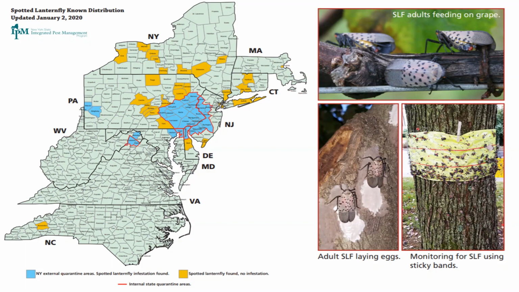And so alarms kind of started going off, especially last year. That's when a lot of us started doing early detection, putting these sticky bands, as you see on the right there, on trees and monitoring for them. But of course, the main mode of transportation for them is these egg masses that are being laid on trucks and other mobile equipment.